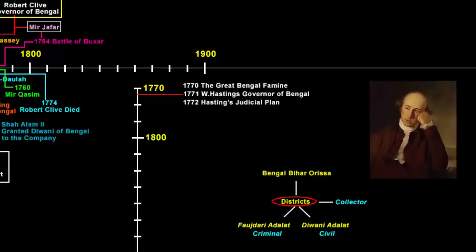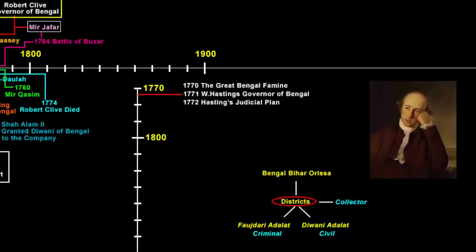There was a constant loot going on. The change in judicial system in 1772 to some extent brought back the confidence of the people in the government and the justice which they once had under the Nawab rule. But even this plan had a big defect. There were actually two huge defects in Hastings' plan.